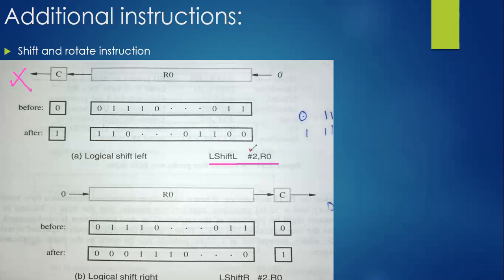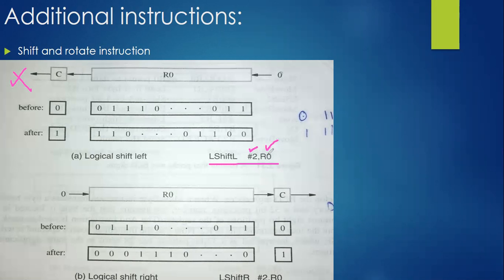This hash 2 we are considering as a count. The R0 value should be shifted, but how many times do we need to shift it? Whether it is 1, 2, or 3 will be identified by this count. So hash 2 represents that we need to perform a logical shift towards the left-hand side on register R0, the destination. How many times? Twice, because 2 has been mentioned here.